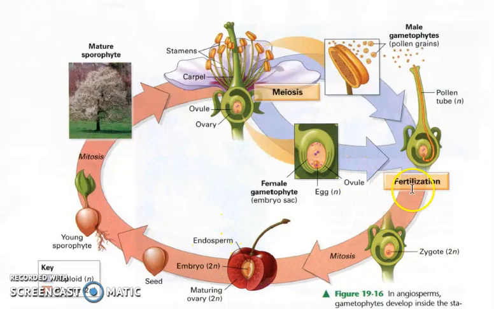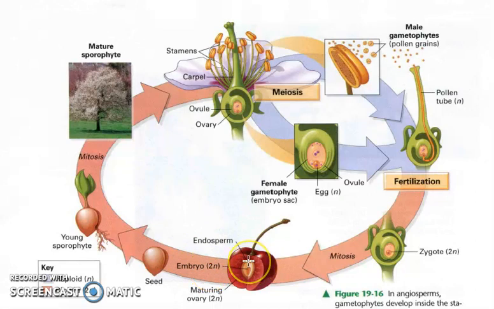Another interesting thing to notice is that the ovary walls basically turn into the fruit part, and that's the part that we usually eat. But actually the fruit part is not part of the seed, it's just a protective covering of the seed. The seed itself is actually two things: the endosperm and the baby embryo.